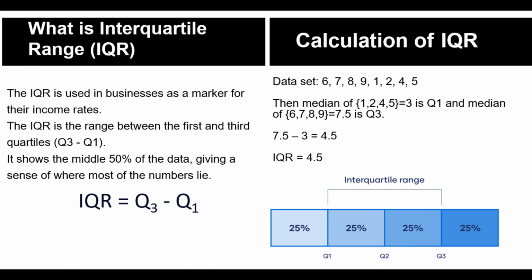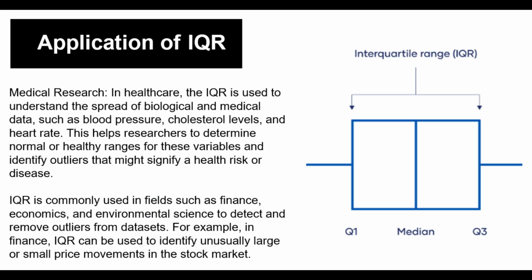Calculation of interquartile range. The dataset is 6, 7, 8, 9, 1, 2, 4, 5. The median of 1, 2, 4, 5 is 3, which is Q1, and the median of 6, 7, 8, 9 is 7.5, which is Q3. And 7.5 minus 3 equals 4.5, so the IQR is 4.5. Here are the applications of the interquartile range.